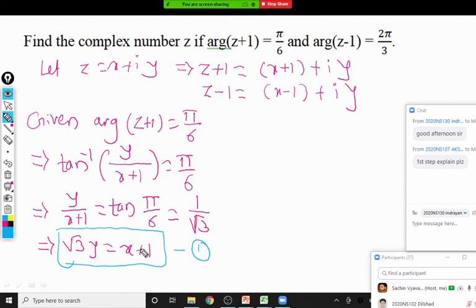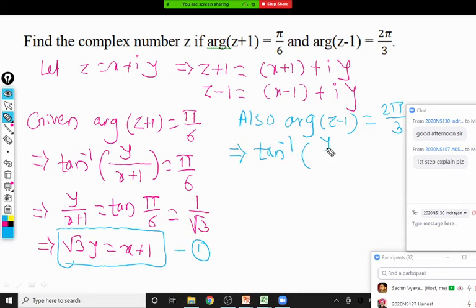We got one equation for two unknowns x and y. Similarly, we are going to compute one more equation now. I will say here also, argument of z minus 1 is 2 pi by 3, given. This is given. So this part implies, tell me what should be tan inverse of y by x minus 1? Very good, correct, it is 2 pi by 3. So this step gives us y upon x minus 1 is tan of 2 pi by 3.